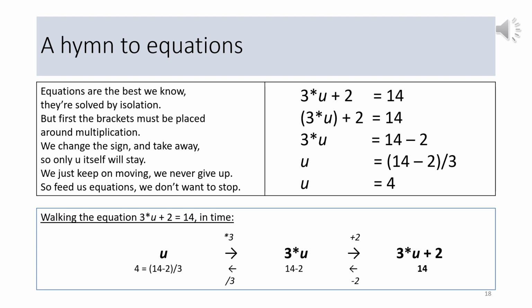Walking the equation 3 times u plus 2 equals 14, in time. First we multiply u by 3, then we add 2, and get 14. So, going back, first we subtract 2, then we divide by 3, and get the result 4, that we then check by saying, 4 times 3 gives 12, that added with 2, gives 14.